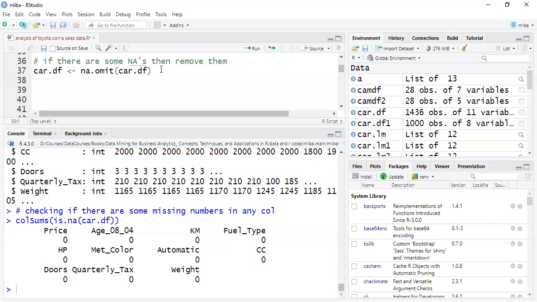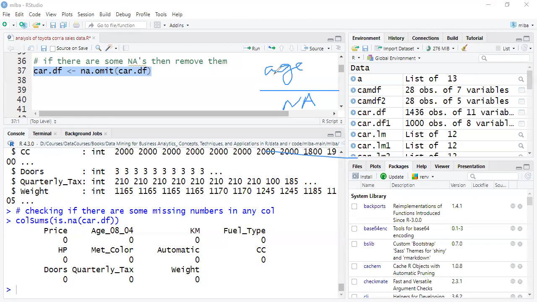Now, I'm not running this command because I do not have any NA in my data frame. If there is a 0 in the data set, 0 is not an NA. NA is a missing value. 0 is a value. Suppose someone got 0 marks in an exam, so it's not NA. So 0 is there, and we have to analyze the 0 in the data set, right?